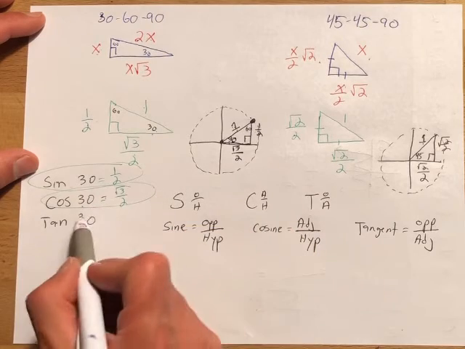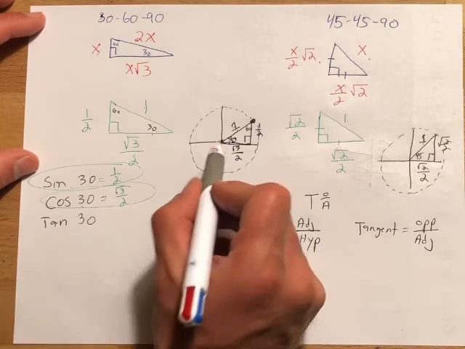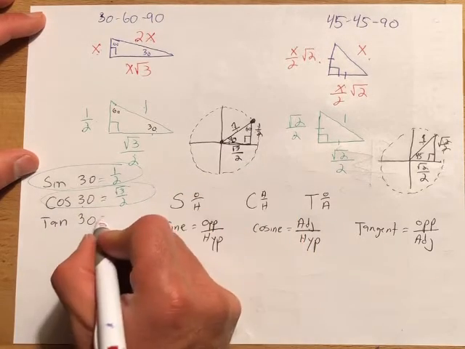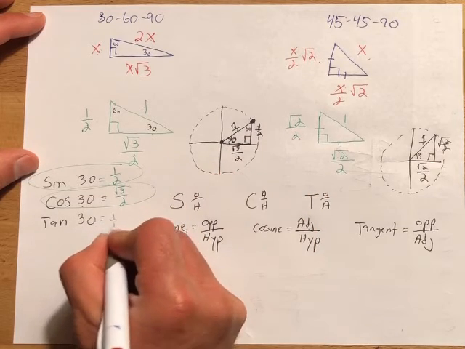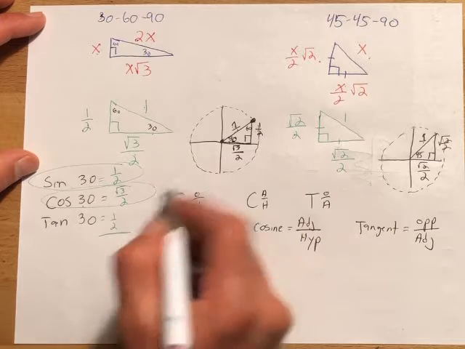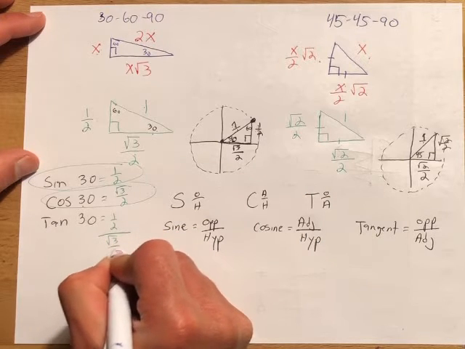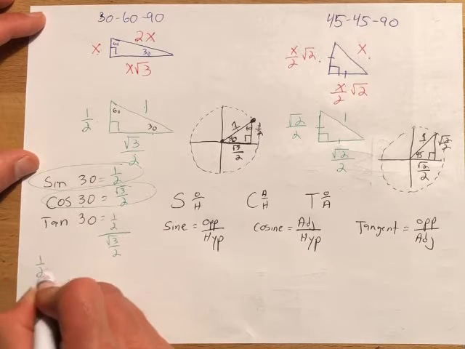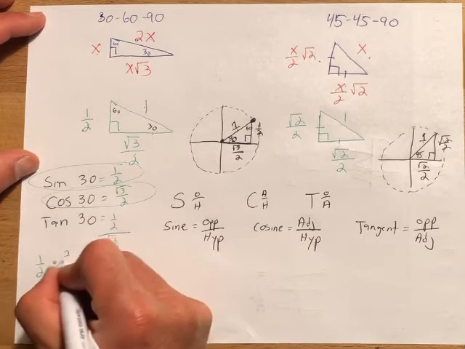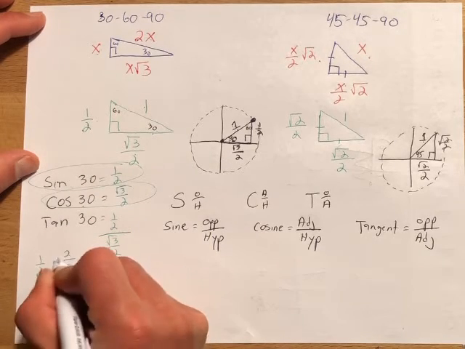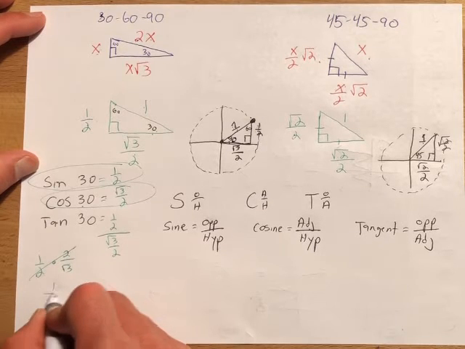Now, what if I were to ask you tangent of 30 degrees? Tangent of 30 is opposite, which is 1/2, over adjacent, which is root 3 over 2. So this is 1 over 2 times the reciprocal. Remember, this is flipped, 2 over root 3. These two cancel out, and I get 1 over root 3.